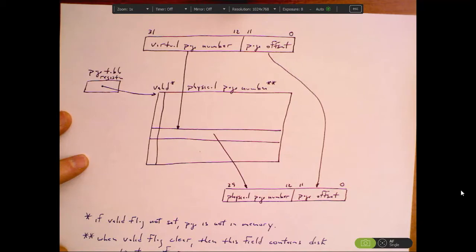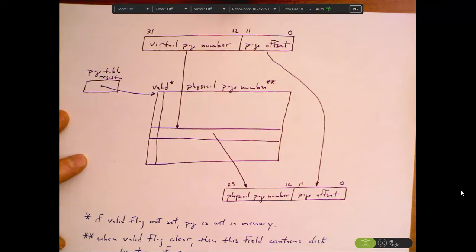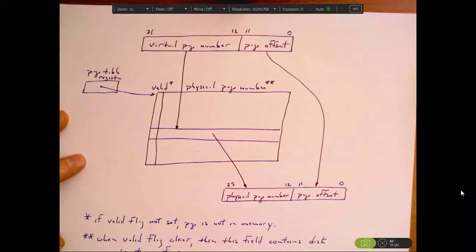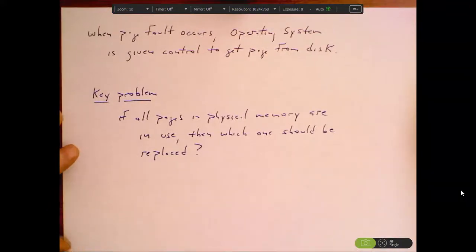Notice that if the valid flag is clear, in other words, the virtual page is not in physical memory, then we can take this part of the table and have it store the disk location of the page so that we know how to satisfy the page fault. We read that block off the disk. So when a page fault occurs, the operating system is given control to get that page from the disk. Again, we can afford to do this because the disk is so slow, so having the operating system run some code is immaterial relative to the slowness of the disk.